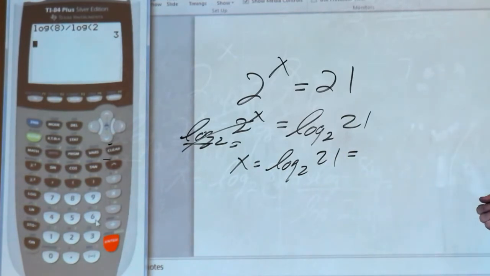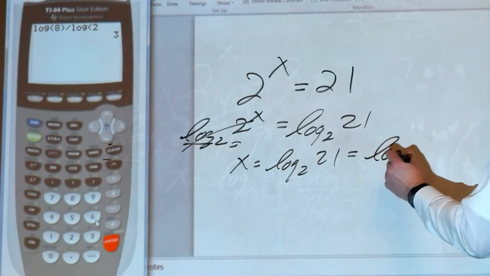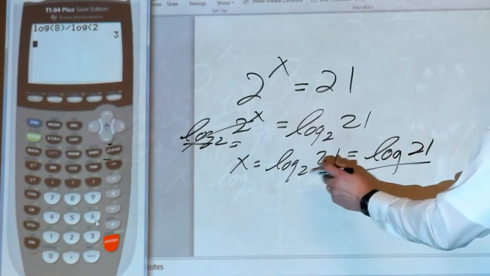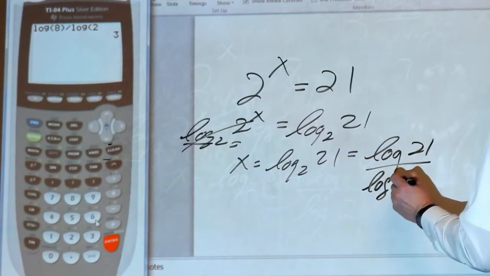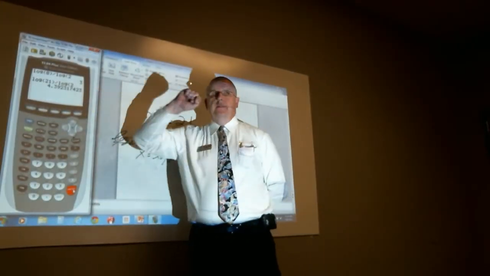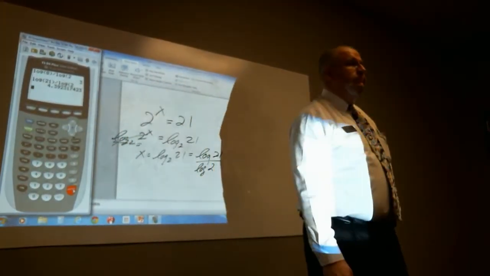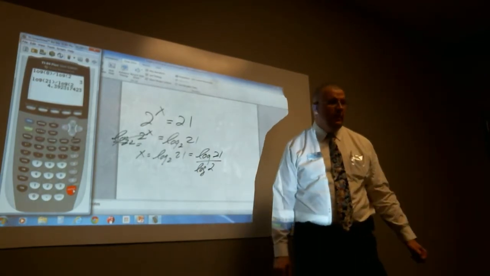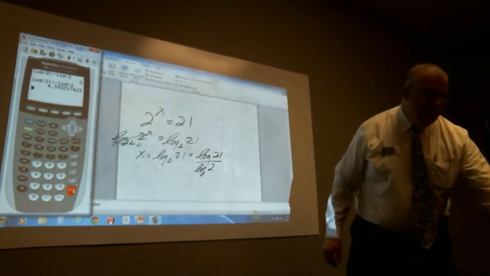And the calculator gives me the decimal, which is the log of the big number, 21, divided by the log of the base. You simply put in log of 21 divided by the log of 2, which is 4.3923. Makes sense because I knew it had to be between 4 and 5. That's your answer. Move on. Make sense? All right.